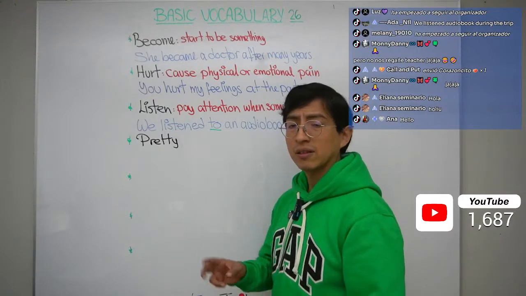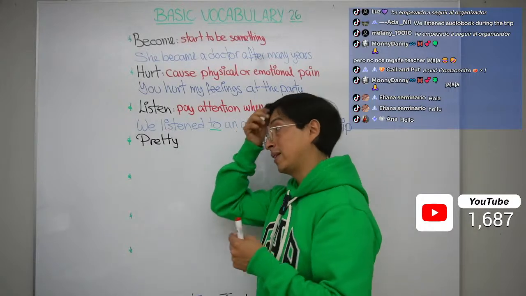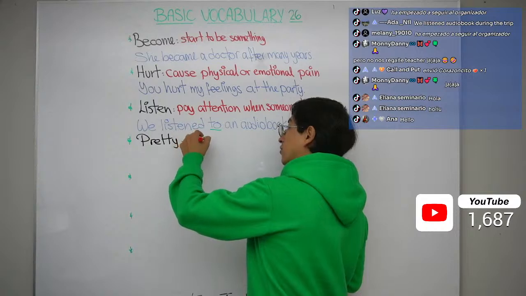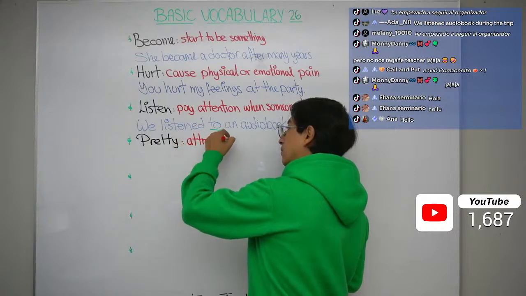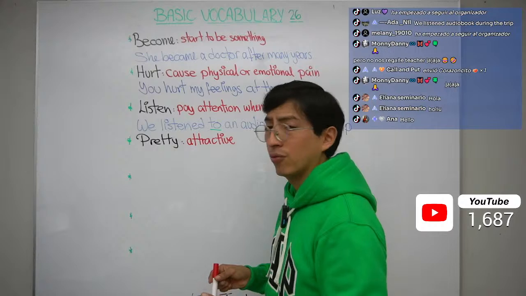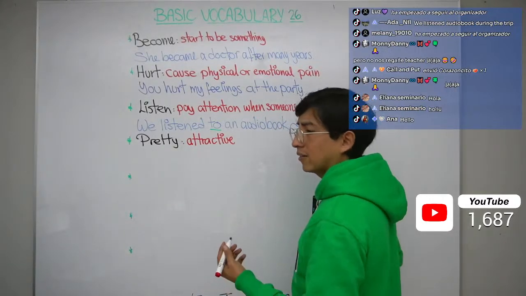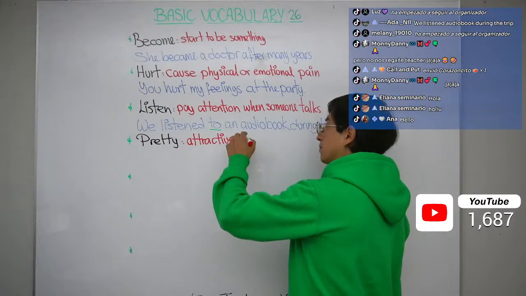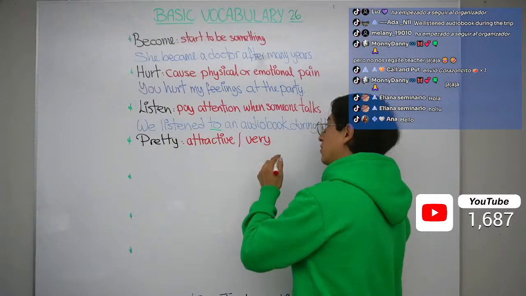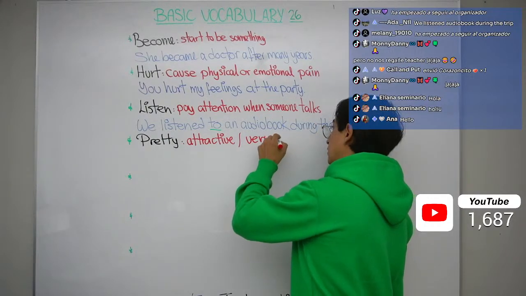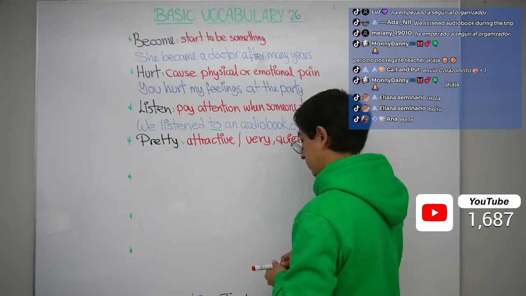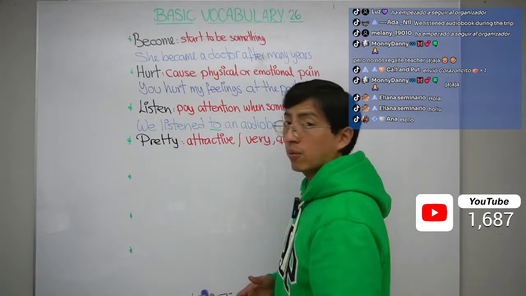What does pretty mean, guys? We're going to talk about two meanings. Meaning number one, something that is attractive. Attractive in a physical way, especially in the case of women, for example. That is the first meaning. And what is the second meaning? We can talk about very or quite. So let's start with some examples here.